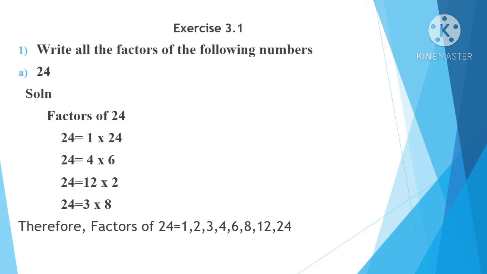For the first, I am writing the common factor. 24 equals 1 into 24, so 1 and 24 are the factors. Now we want to find the other factors. We can say 4 sixes are 24, and 24 is divisible by 4 and also by 6. If you want, you can check it, children. Take a piece of paper and divide 24 by 4, and you will get the remainder 0. Then check it for 6.